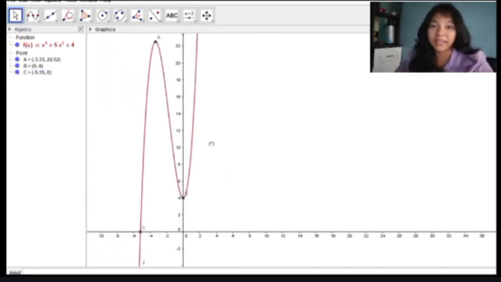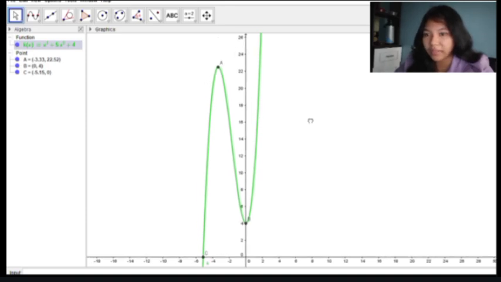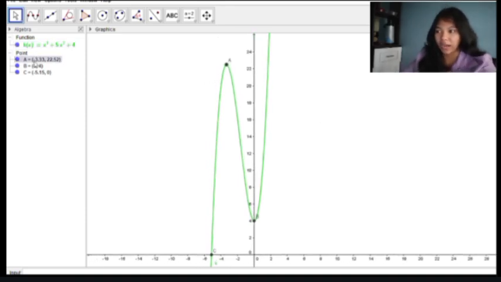This is where mathematics turns into visuals. We can also change its color, let's say green, then change the name, say K, and put a caption, and it will be reflected in our graph and in our algebra view.